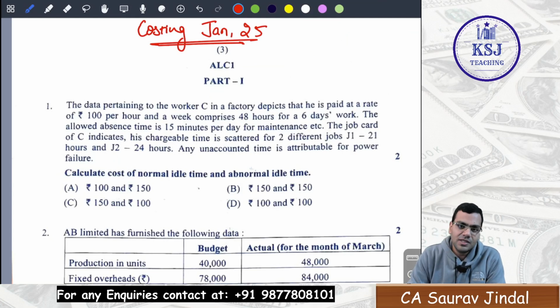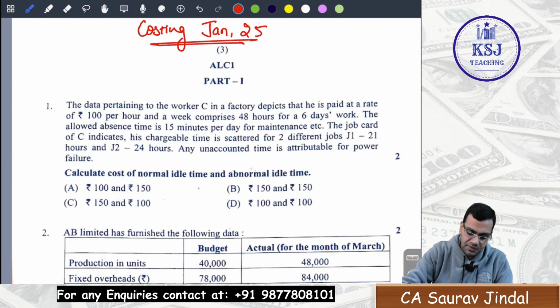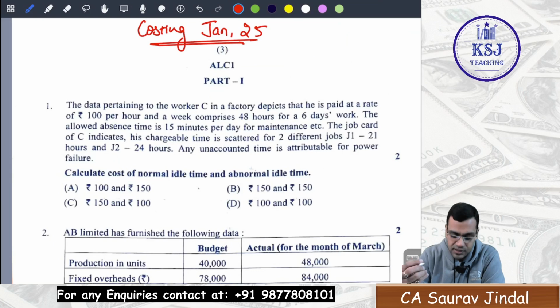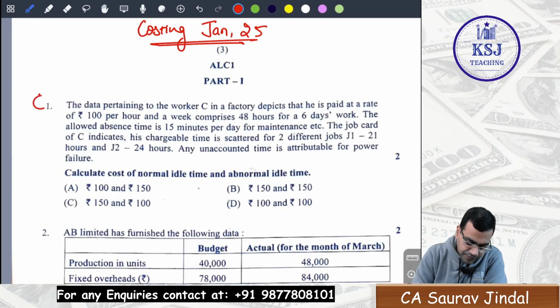According to me, this was an average paper, towards the easier side only. There weren't too many difficult things in the paper, but if you are clear with the concepts, if you have worked hard on the concepts, then you would have been able to attempt this paper quite well, I would say. So let's quickly review the paper, which chapters they have covered and what they have been asking. The first was on labor costing.